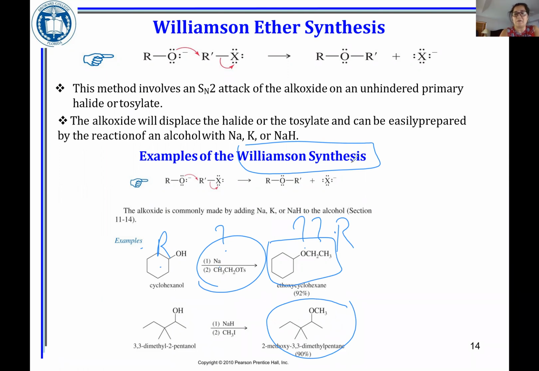We know that in the Williamson synthesis reaction, we have an alkoxide and we have an alkyl halide. So one side of the molecule is coming from the alkyl halide, the other side is coming from the alcohol or the alkoxide. And which side should I choose? Because it's an SN2 type reaction, my alkyl halide should be a primary alkyl halide.